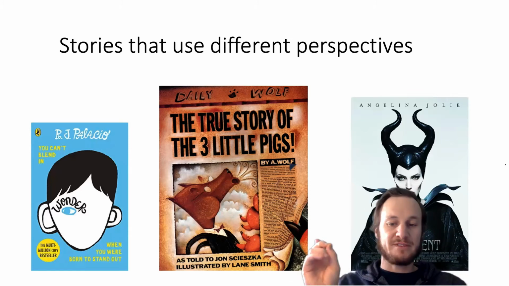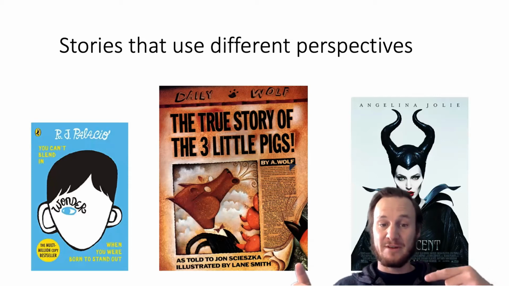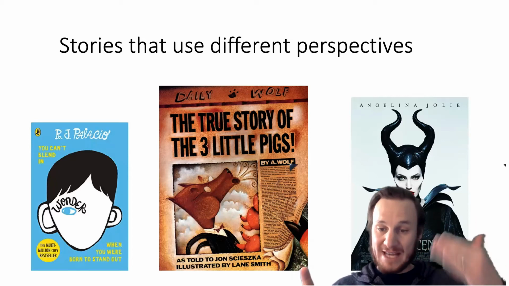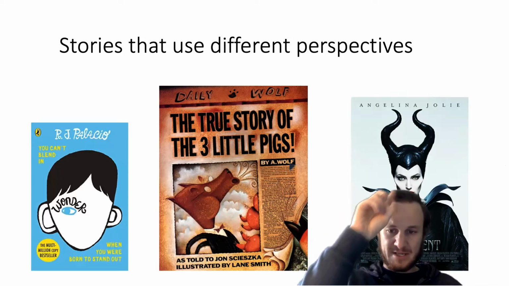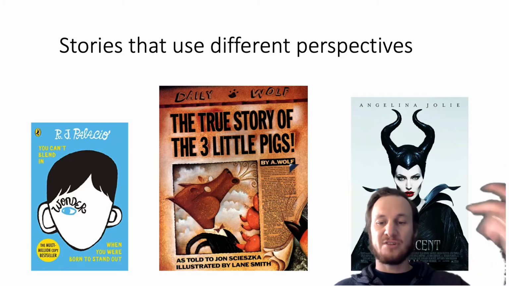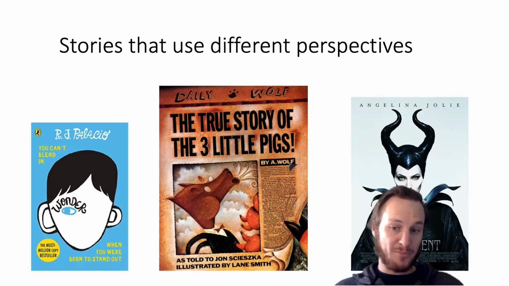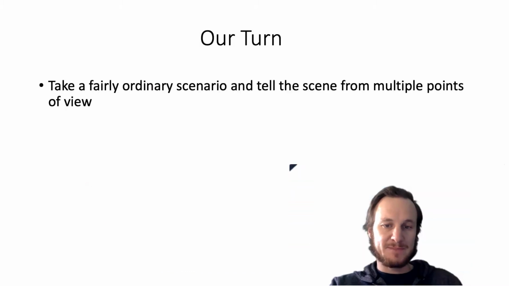When we take The True Story of the Three Pigs, that story is now from the wolf's point of view. This is the wolf saying what he believes happened and how it happened in his head. And up the top, we have Maleficent, the villain from Sleeping Beauty. There's a movie that came out a few years ago which is from her point of view, showing how those events went down in her eyes. So hopefully that gives us an idea that we can get a lot more meaning out of a story if we hear multiple people's perspectives.